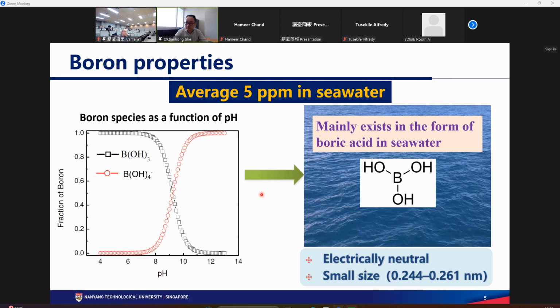If we further look at the water chemistry of the seawater, I think you know the pH of the seawater is in the range of 8 to 8.2. In this range, if we look at the boron species distribution, the majority of the boron exists in the form of boric acid. You can see boric acid has this kind of structure. It's very similar to water, it is neutrally charged, and it has a very small size. So that's why the reverse osmosis membrane cannot sufficiently reject the boron.